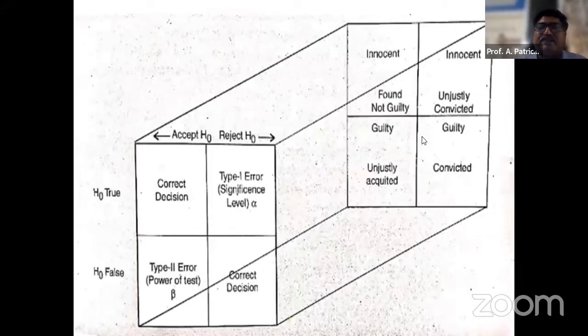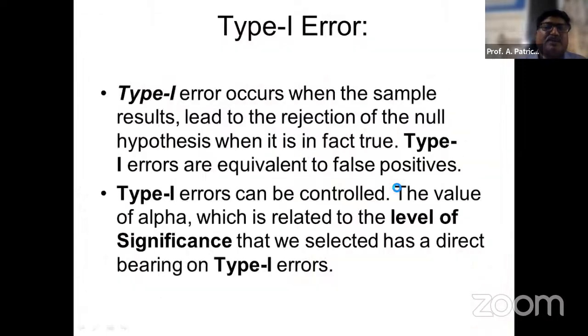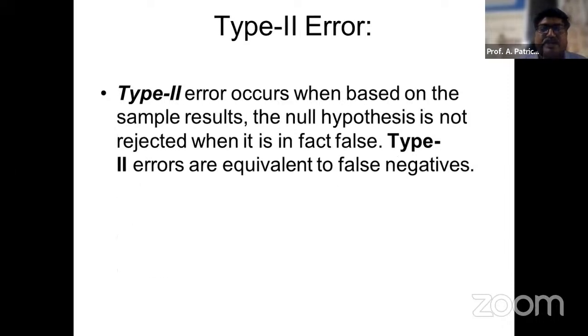Now, there is something I said about innocent, guilty, convicted, and other things. So what is type 1? It occurs when sample results lead to rejection of a null hypothesis, and in fact, it is true. Okay. And it can be controlled. And this is where we talk about the level of significance, or what we call alpha, when we do our hypothesis testing. And type 2 error is when, based on sample results, the null is not rejected when it is actually false. The fact is it's false. Type 2 errors are equivalent to false negatives, as we call it.